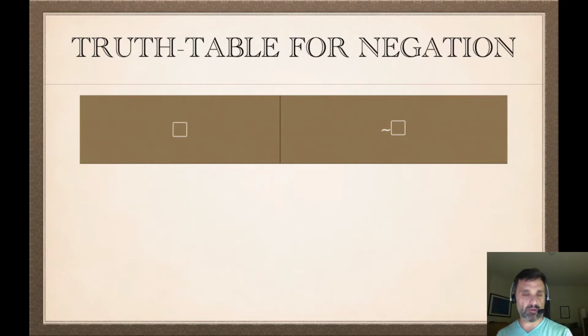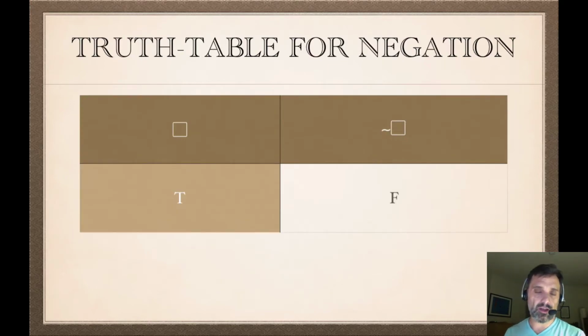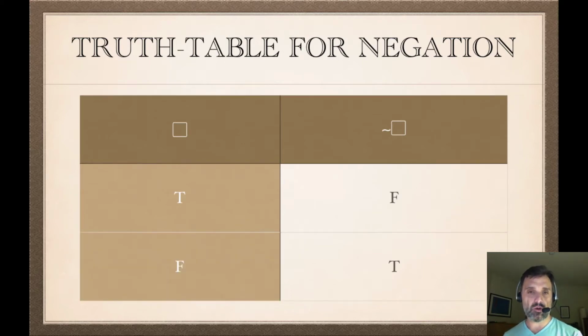Well, here's the truth table for negation. If box is true, then not box is false. And if box is false, then not box is true. So the truth table for negation tells us when negations are true and when they're false, depending upon the truth values just of the constituents.